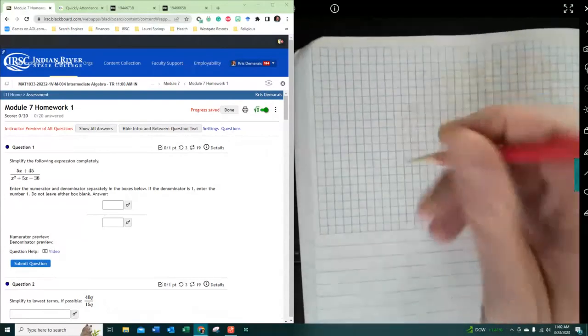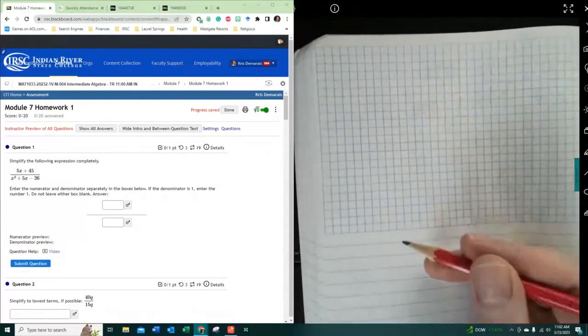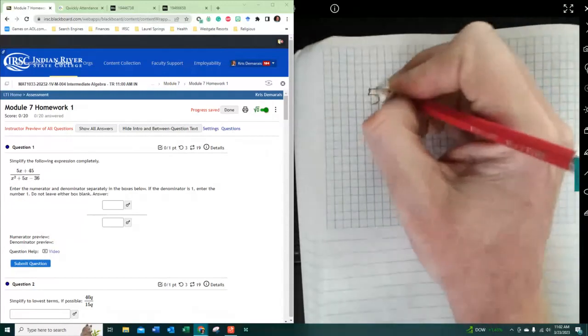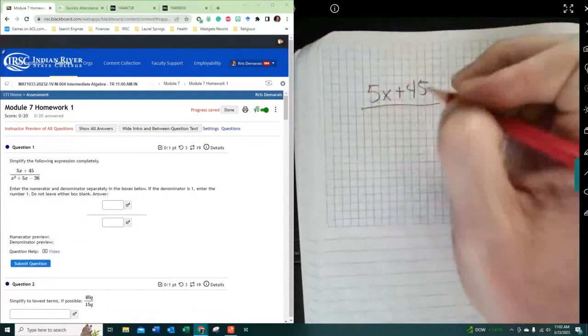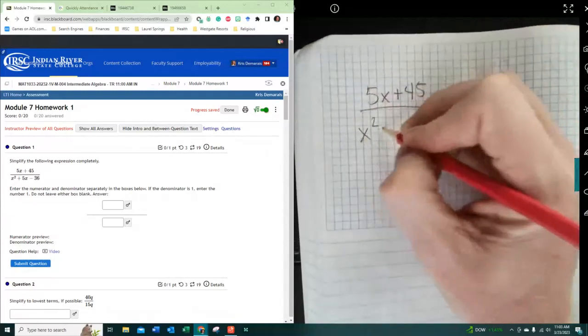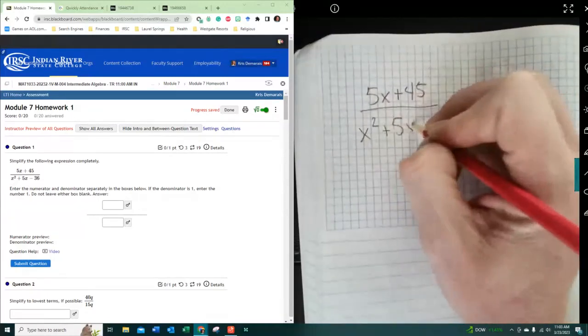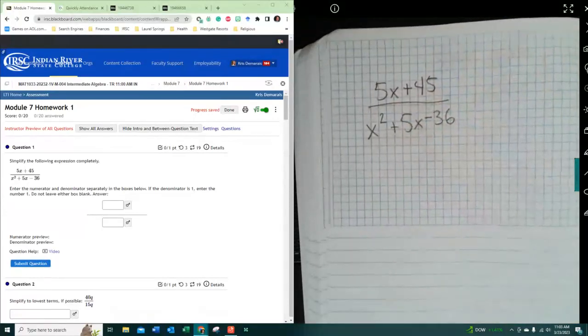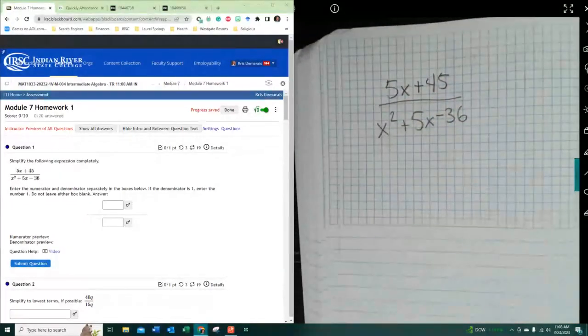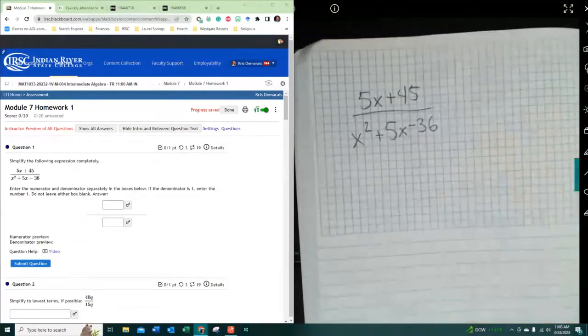Now, it says simplify the following expression completely. Now, you have 5x plus 45 over x squared plus 5x minus 36. Now, it says enter the numerator and denominator separately in the boxes below. If the denominator is 1, enter the number 1. Do not leave either box blank.